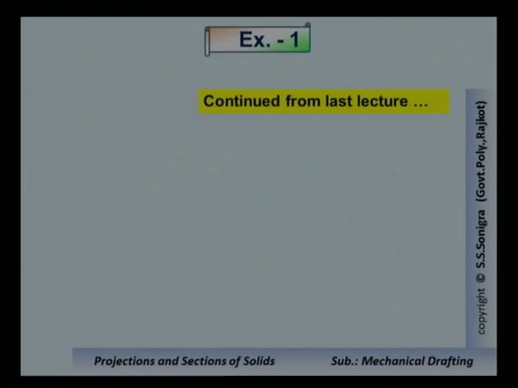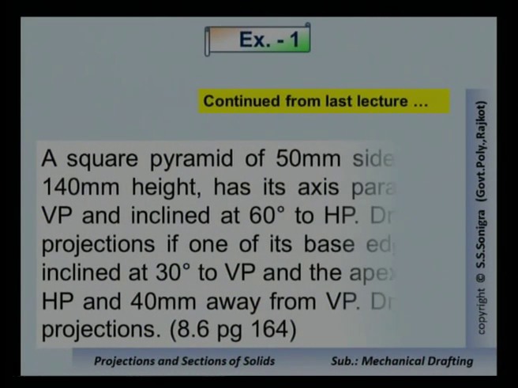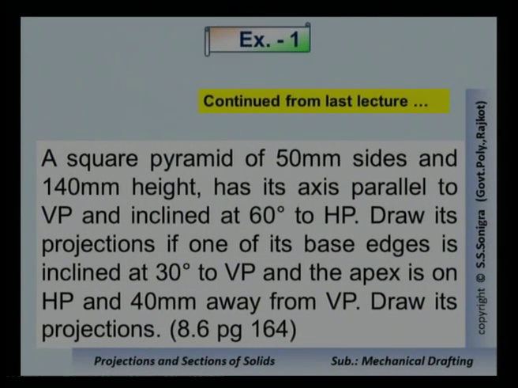The first example is continued from the last lecture, which we skipped. We had solved half of the example and the remaining portion we are going to solve today. The data was given like this: a square pyramid of given dimensions has its axis parallel to VP and inclined at 60 degrees to HP. We have to draw its projections such that the edge of the base is inclined at 30 degrees to VP and the apex is on HP, and it is also 40 mm away from the axis. The solution of this problem is drawn up to this step from the last time.